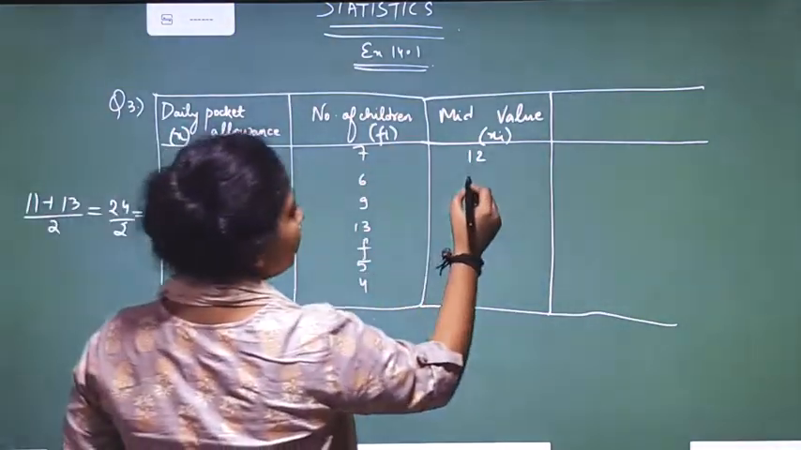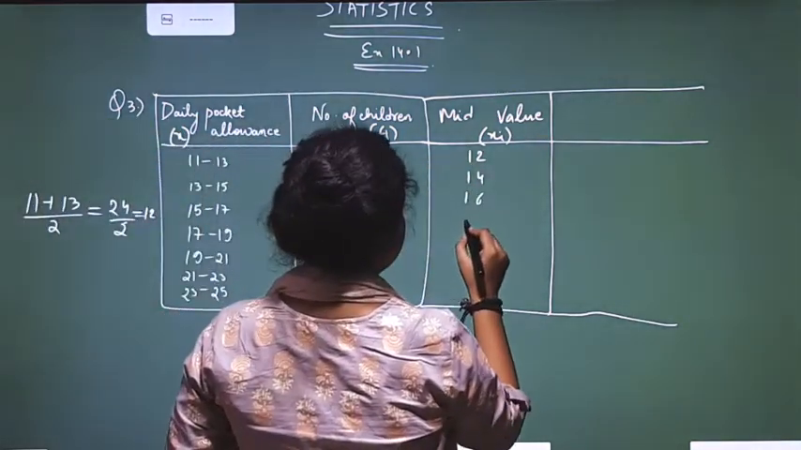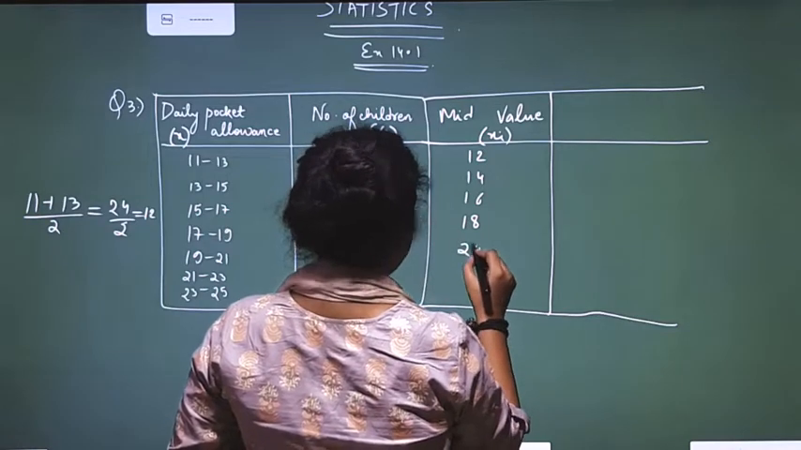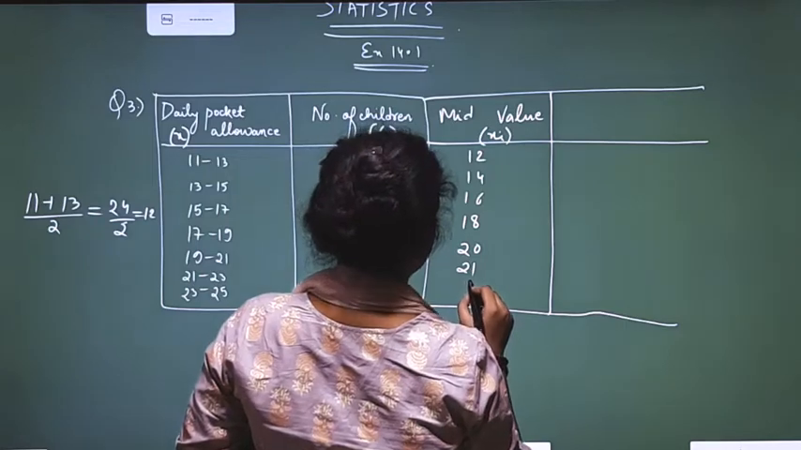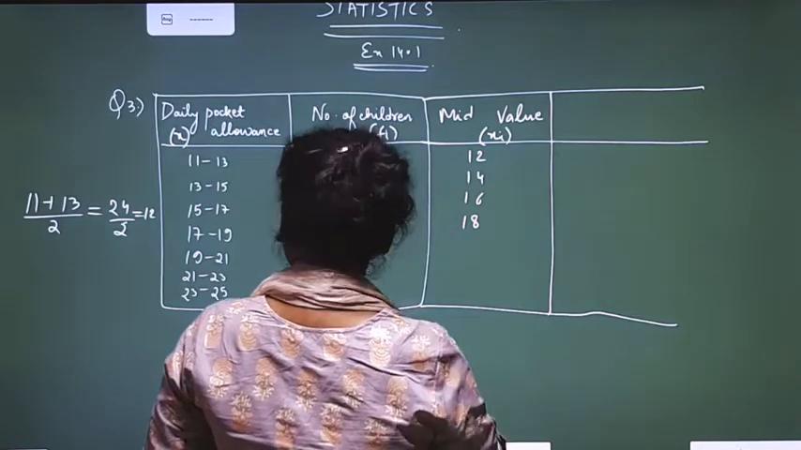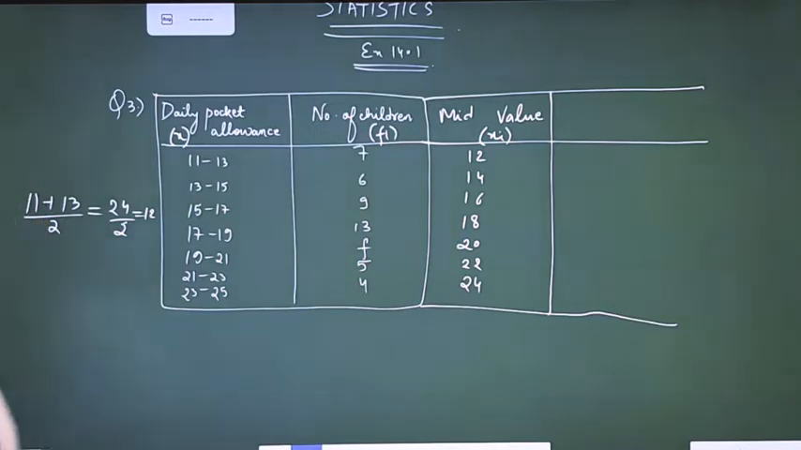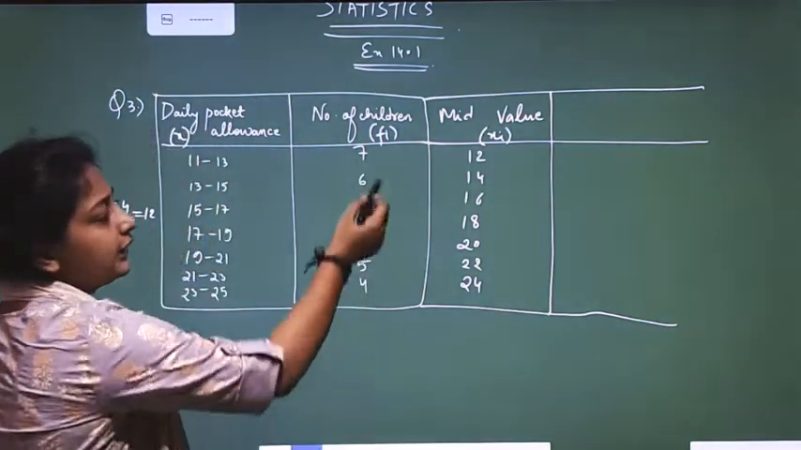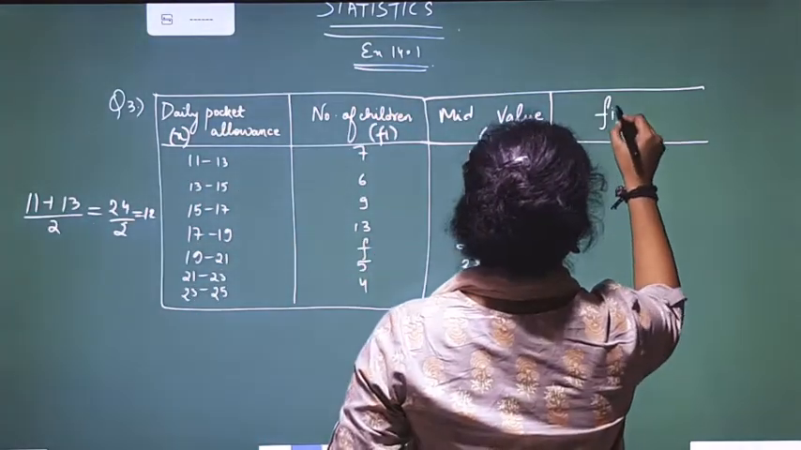Similarly, for 13 to 15 we have the mid value as 14. For 15 to 17 it will be 16, then 18, then 20, then 22, and last 24. So this is the mid value column. The next we have to find is fi into xi. See, here since the data values are small enough, we can directly multiply them. So here we have fi into xi.